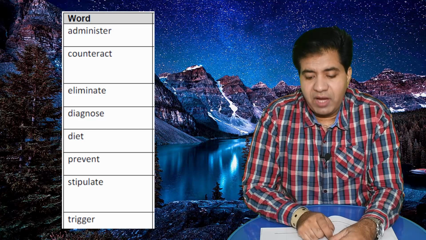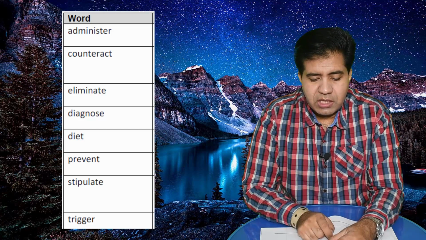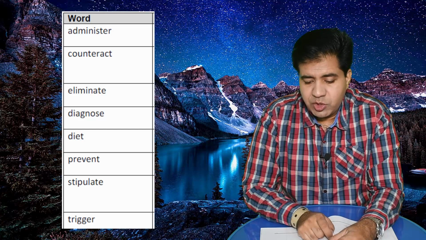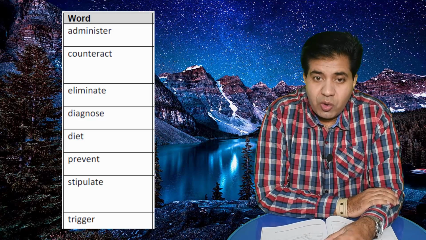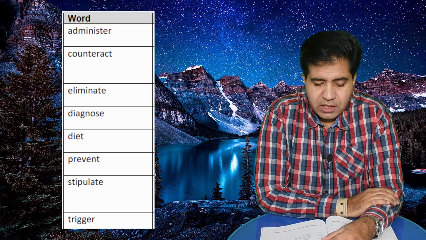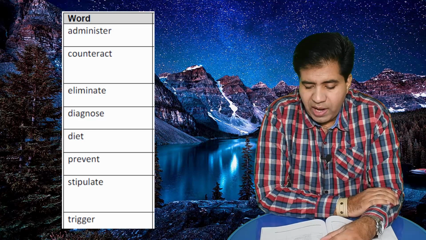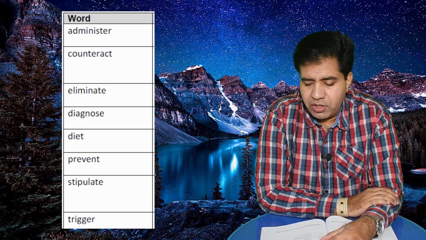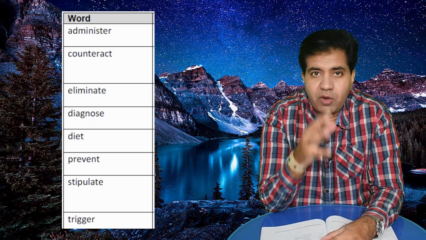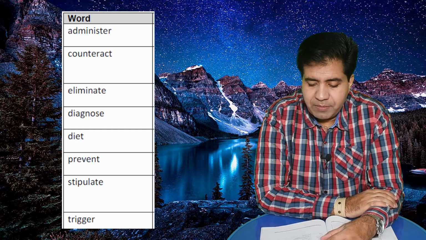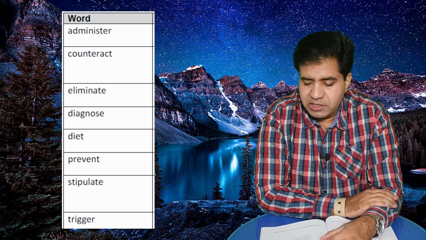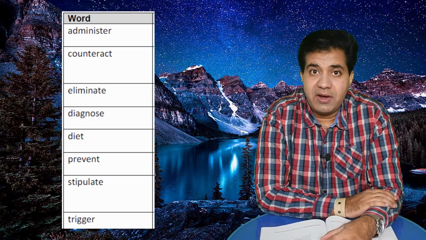Administer means to give a treatment to a patient. Counteract. Counteract means to respond or act in opposition to something. Eliminate, diagnose, diet, prevent, stipulate. Stipulate means to require something. For example, the contract stipulates that, the contract requires that. Trigger. Trigger means to cause something to happen. For example, certain foods may trigger an allergy.